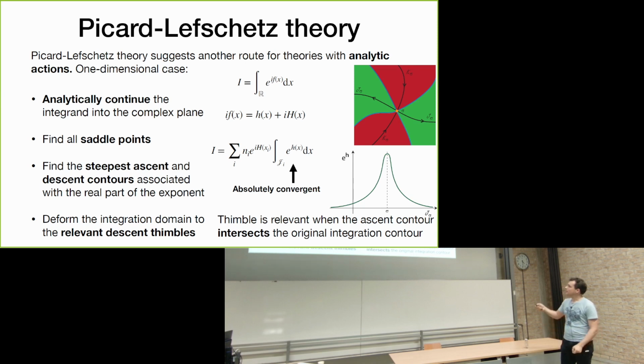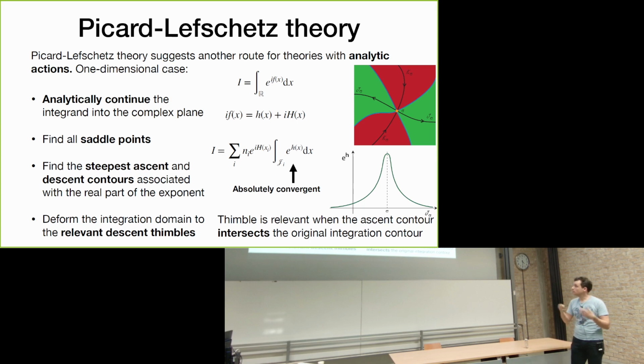So the idea is you start with this integral, which is highly oscillatory. And here it's a one-dimensional integral, but it also applies to higher dimensional integrals. What you do is you say, well, let me take the integrand and analytically continue it into the complex plane. So I will assume analyticity of f. Write out the real part and the imaginary part. And what you can see with Picard-Lefschetz theory, with a little bit of topology, is that this integral is equal to this sum, where n_i determines whether the saddle point is relevant.